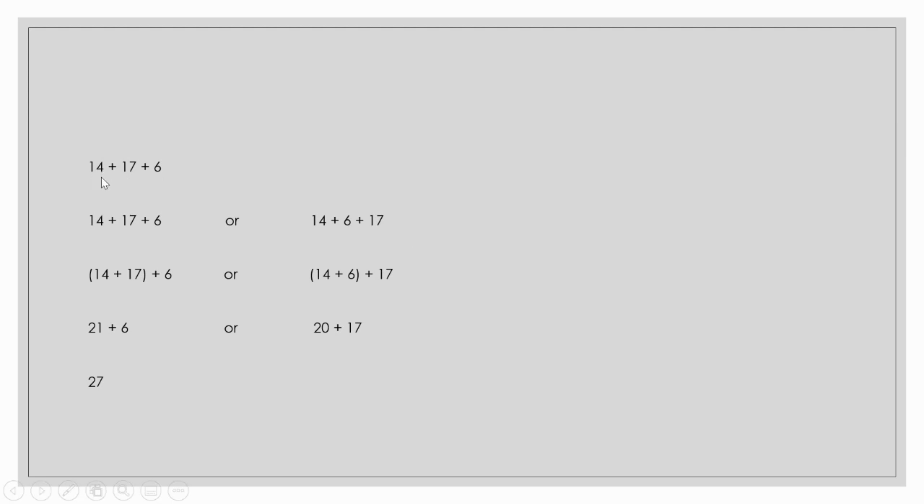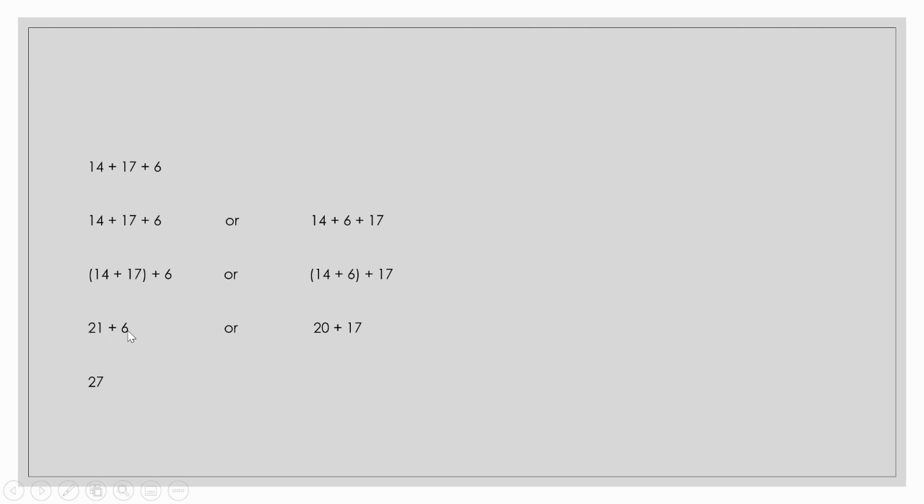Similar to the last example, we're going to do 14 plus 17 plus 6. However, in this example, you can see that the numbers in the second example change the order. Instead of following 14 plus 17 plus 6, it's now 14 plus 6 plus 17. Because we know that changing the order doesn't matter, we can change the order in which the numbers align. So the first example adds 14 plus 17 first, while the second adds 14 plus 6.